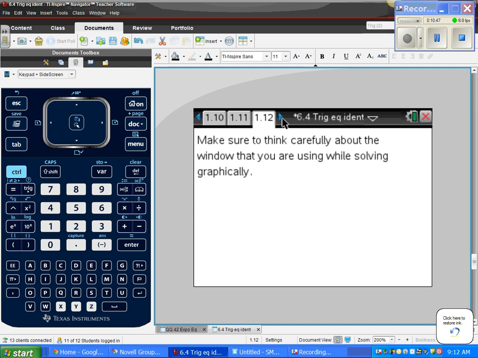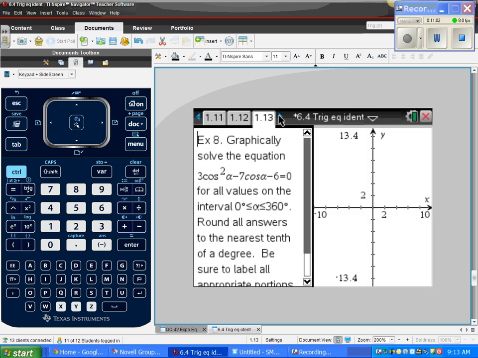All right, so make sure that you think carefully about what window you're using. We talked about this. We know that if it says 0 to 360, we're going to use degrees. If it says 0 to 2 pi, you're going to use what? Radians. So you just have to make sure you're careful of that. I want you to go ahead and try this next one. Find the solutions, and we'll talk about it in a minute.